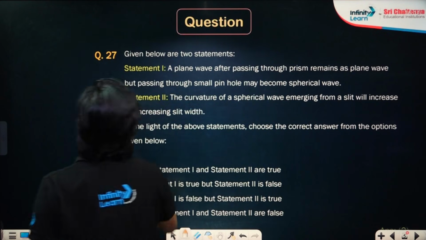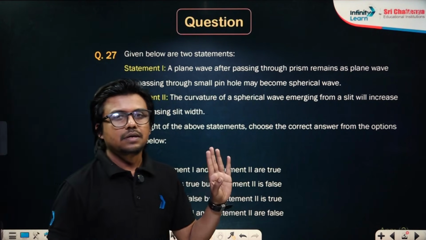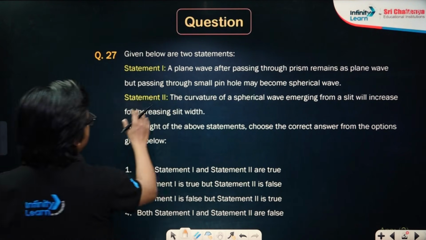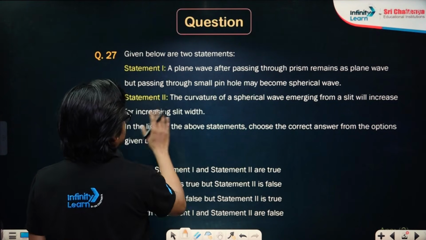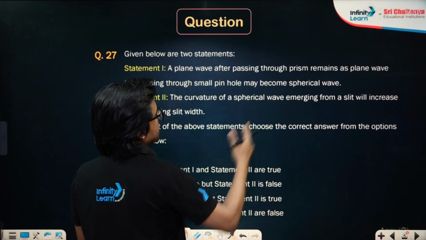Now the next question, question number 27. Given below are two statements. Statement 1: a plane wave after passing through a prism remains a plane wave, but passing through a small pinhole may become a spherical wave.